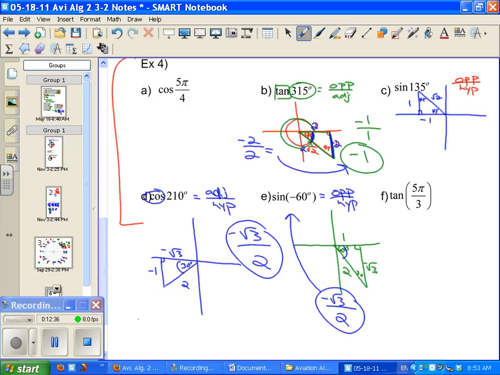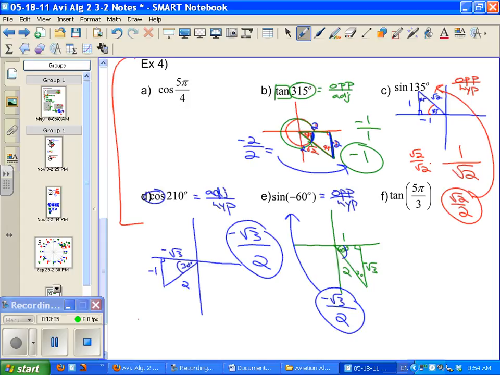Opposite over hypotenuse. What is my reference angle's opposite? 1. What is its hypotenuse? Can I leave it that way? How do I fix it? I'm going to get radical 2 over 2. That is the sine of that angle. Kind of see how these work? I'm always going to give you 30, 60, 90s and 45, 45, 90s because those are the most important.